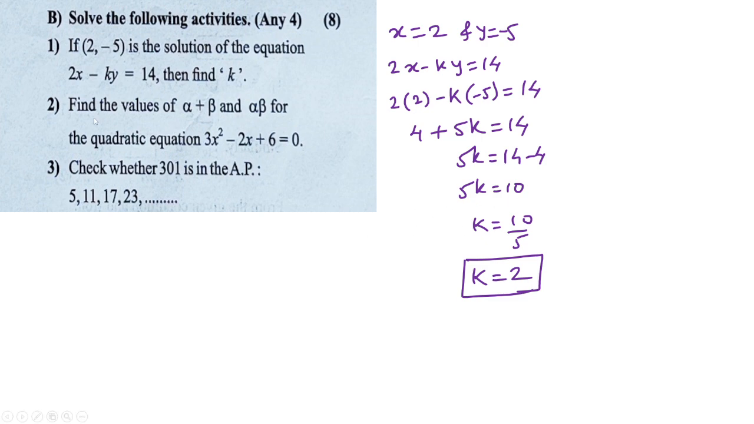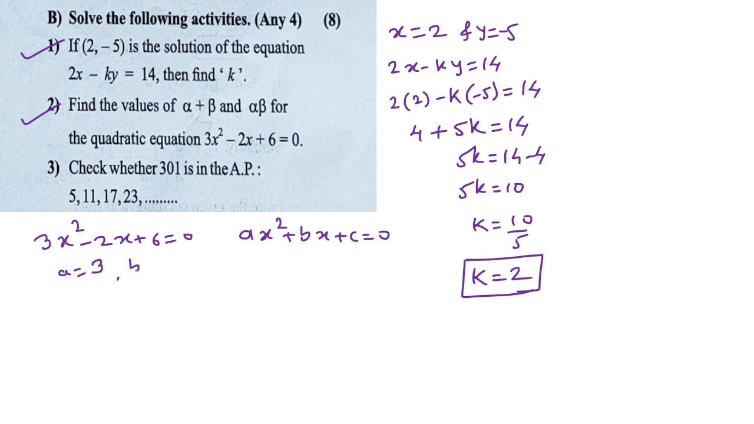Then question number 1 is complete. Question number 2, find the values of alpha plus beta and alpha beta for the quadratic equation 3x square minus 2x plus 6 is equal to 0. If we compare with its standard form, ax square plus bx plus c is equal to 0, we get a is equal to 3, b is equal to minus 2 and c is equal to 6.